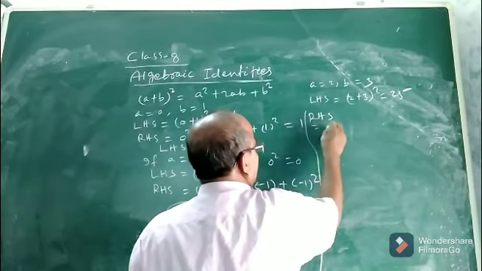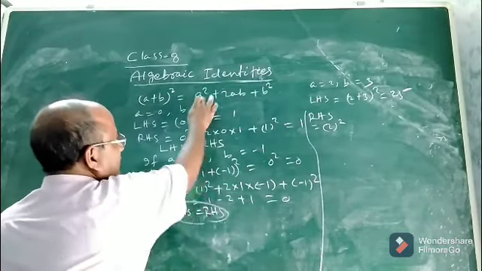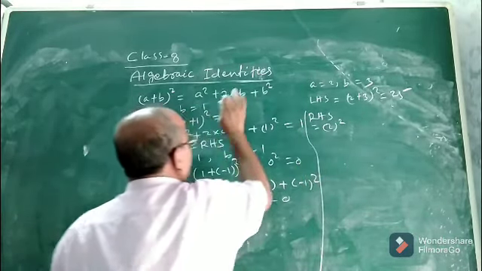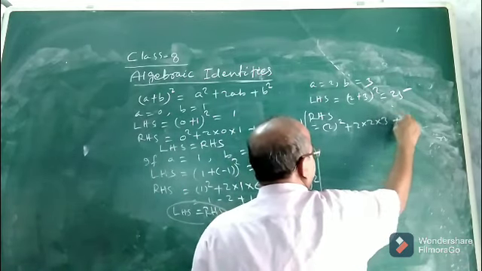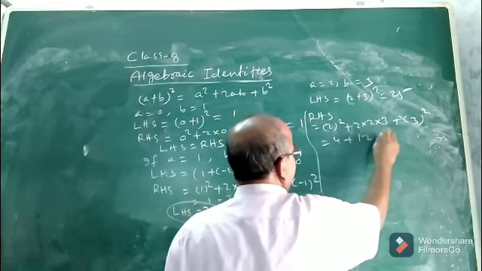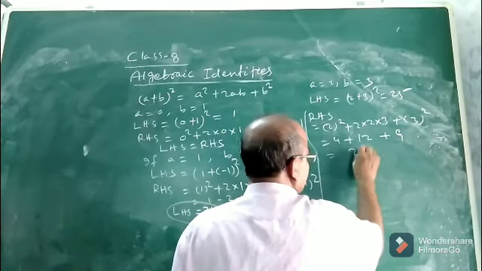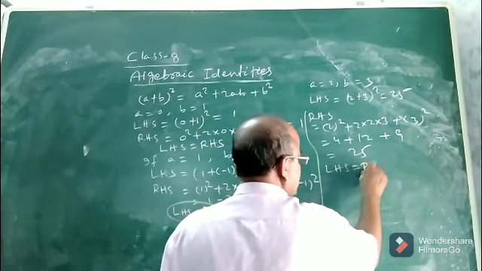RHS will be equal to 2 square. Put in the right hand side, in place of a you put 2, in place of b you put 3. So it will be 2 square plus 2 into 2 into 3 plus 3 square. Now 2 square is 4, this will be 12, this will be 9, and this is 25. See, again LHS equal to RHS.